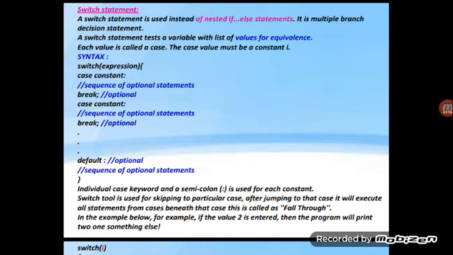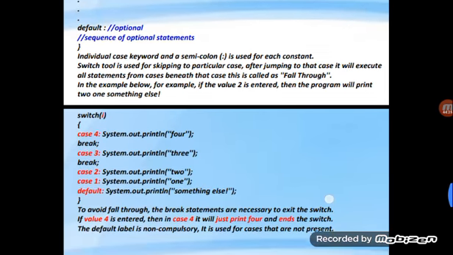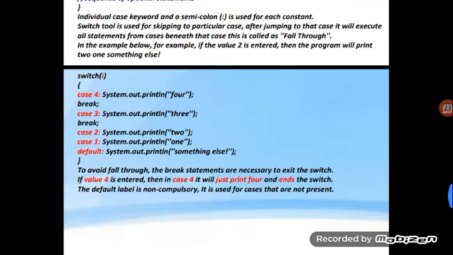A switch statement is used instead of nested if else, as a multiple branch decision statement. A switch statement tests a variable with a list of values for equivalence. Each value is called a case. The case value must be a constant. The syntax is a switch expression and case constants, followed by a sequence of optional statements, then break, and case, like that. We use the switch keyword, and colons.